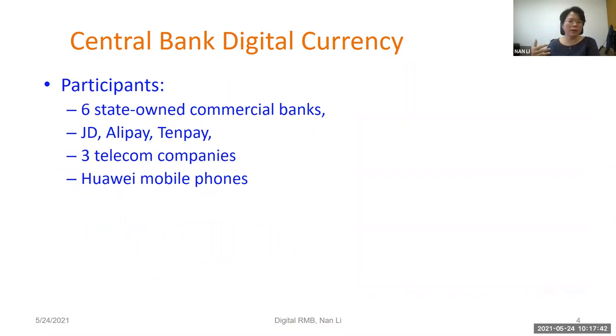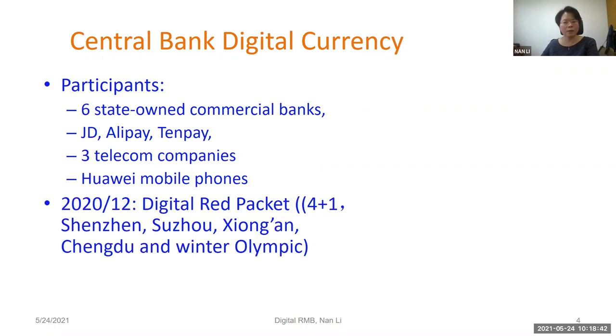Actually, it includes the state-owned commercial banks, currently the six big state-owned commercial banks, as well as third-party payment players, including JD, Jingdong, Alipay, and Tenpay, and other third-party payment providers. And our three big telecom companies are also supporting these trials, and later on, if we are going to carry out the digital RMB, they will also be part of the players. And then Huawei started to support it on mobile phones. They provide the digital RMB wallet as an app on several models of Huawei mobile phones. So these are the big participants in the test of the China RMB.